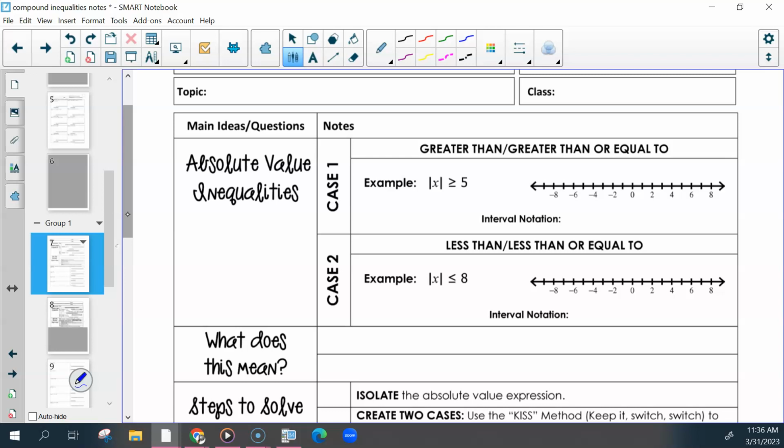So for this example, anytime you see the absolute value, you're going to have 2 cases, as we had before, a positive and a negative version. This will be x is greater than or equal to 5. That will be one of them. And then we could graph that. Closed at 5, going to the right.